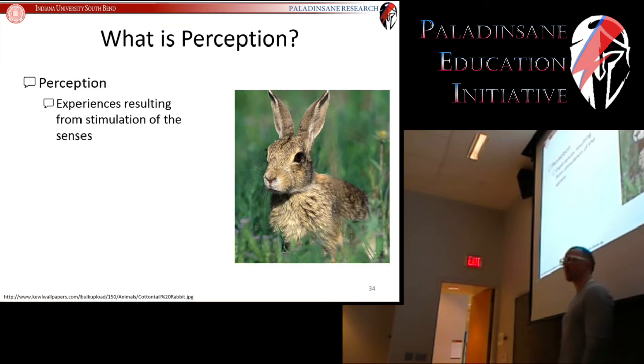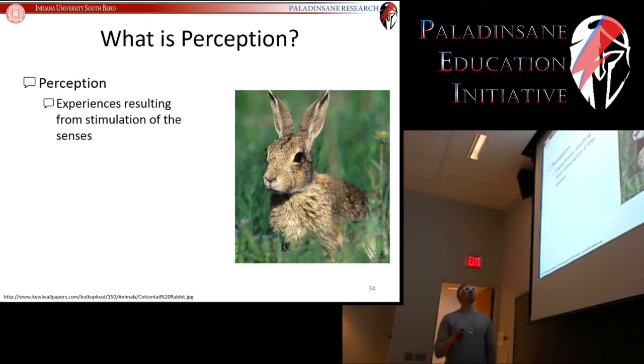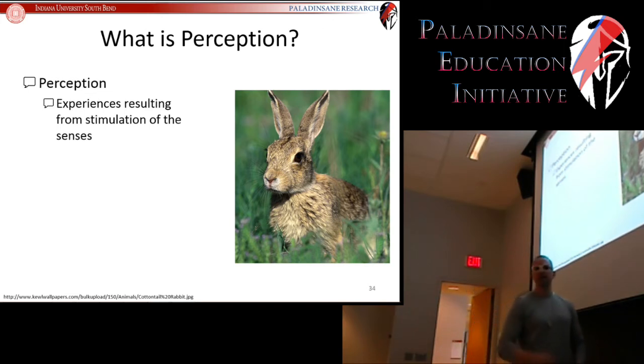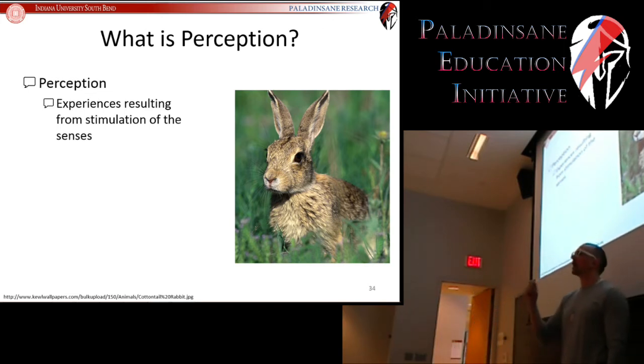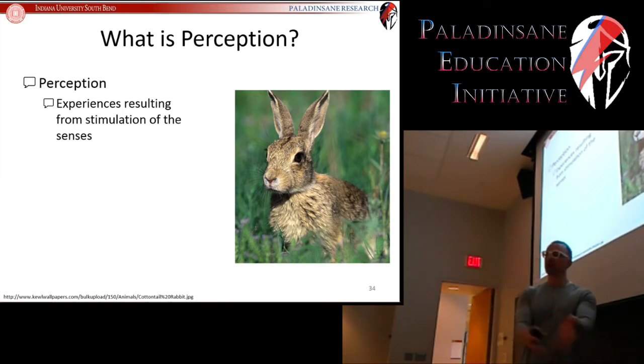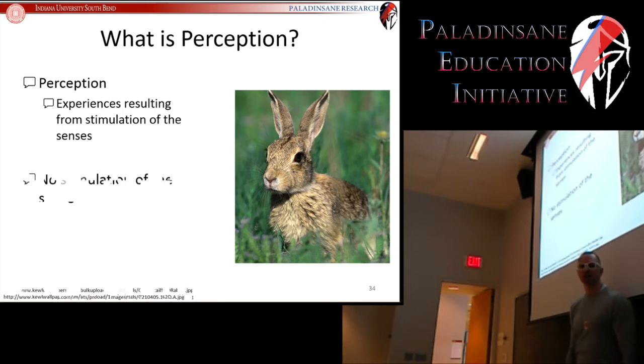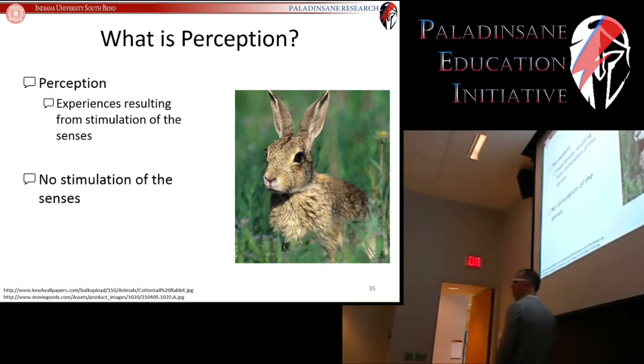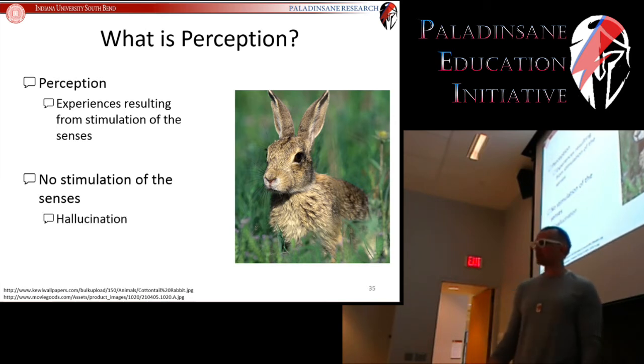So if there is a rabbit in the real world, or if there is a picture of a rabbit on the screen, light is being reflected off of that rabbit. That light is hitting your eyes. It is stimulating your senses. And then any experience that you have of brown furriness because of that, that is perception, right? It's an experience that came from stimulation of your senses. If, on the other hand, there's no stimulation of your senses, then that's not perception, that's a hallucination.